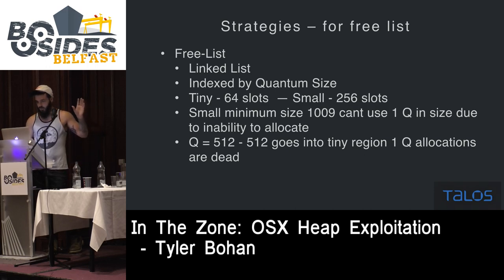The free list, we talked about already, is a linked list indexed by quantum size. So if you want to allocate a 4 quantum block, you go to slot 4. If there's nothing there, you go to slot 5. If there's nothing there, you go to slot 6, and so on, until you find a slot that's open. When you find the open slot, it'll cut that block open, coalesce the rest of the blocks together, and that's how that works.